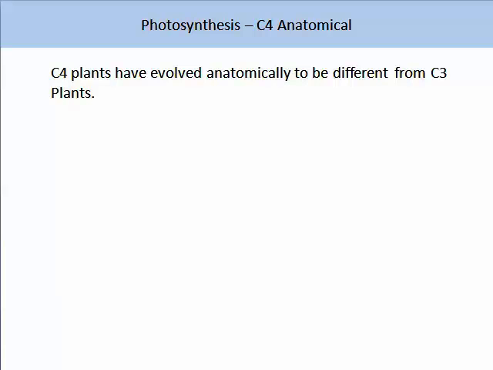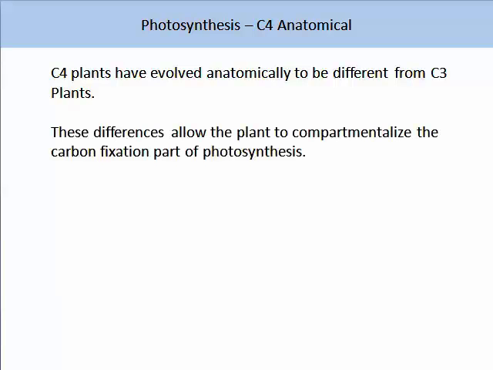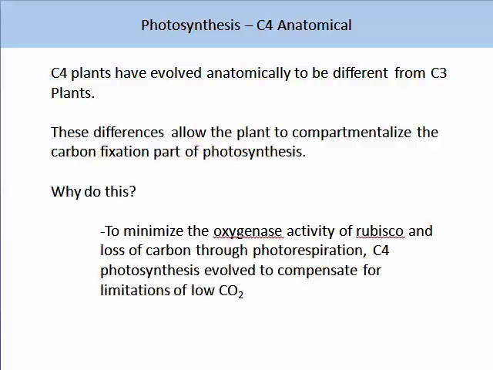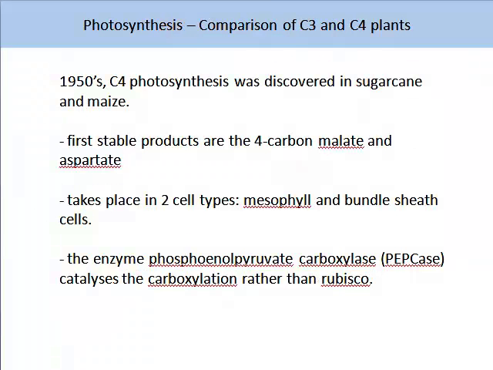C4 plants have evolved anatomically to be different from C3 plants. These differences allow the plant to compartmentalize the carbon fixation part of photosynthesis. Why do this? Well, to minimize the oxygenase activity of rubisco and the loss of carbon through photorespiration. C4 photosynthesis evolved to compensate for limitations of low carbon dioxide. In the 1950s, C4 photosynthesis was discovered in sugarcane and maize.